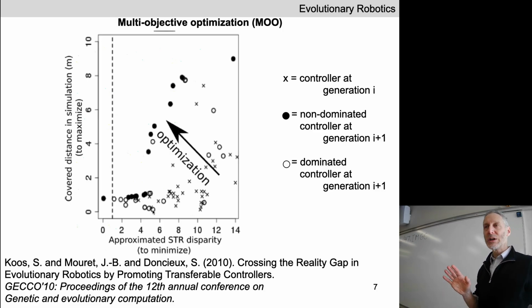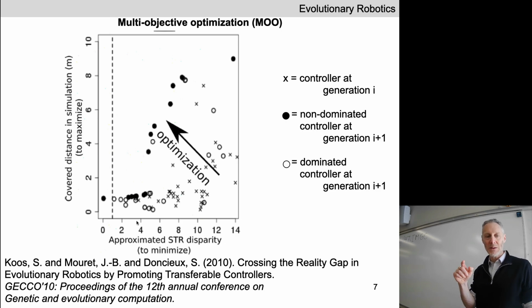Let's have a look at some real data, again, just to get a sense for how this multi-objective optimization process works. So their vertical axis here, again, is maximizing the behavior we want, so covered distance in simulation in meters. So we're trying to maximize this objective, and now we're trying to minimize this second objective on the horizontal axis here.